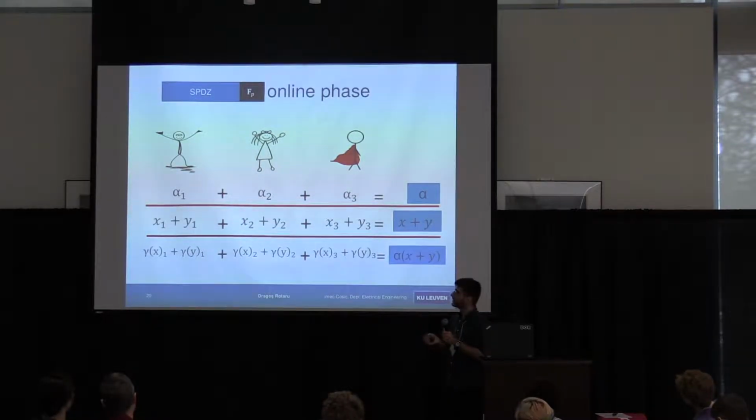To add shares, we can do local additions. If we have a share of Y and a share of X, then we can just locally add the shares. Each party locally adds the shares, and they get the share of X plus Y. To get the authentication of the sharing of X plus Y, each party just adds the share of the MAC, and because the MAC acts as a linear operator, we have the share of the MAC on the sum. All good? This is SPDZ 101.